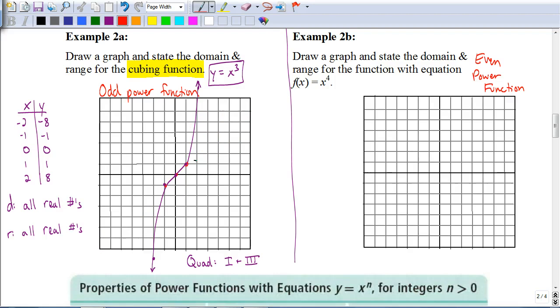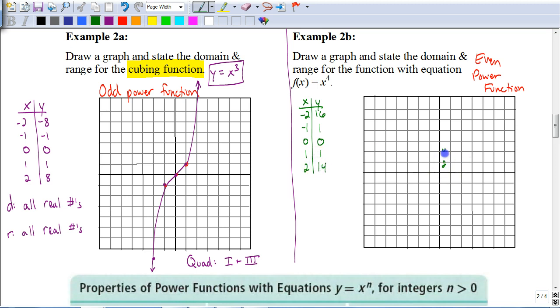Now let's talk about even power functions. Y equals x to the fourth. Again, let's set up an xy table. Negative 2 to the fourth power is a positive 16. Again, you're raising it to the fourth power, meaning multiplying it times itself 4 times. Negative 1 to the fourth power is a positive 1. 0 to the fourth power is 0. 1 to the fourth power is 1. And 2 to the fourth power is 16.